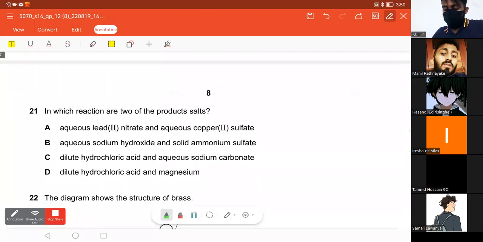Next one. Which of the two reactions gives two salts? Please write the equations. I'm going to check. Write the equations. Right. Now show me your answers. How did you place your answer? Right. Mark scheme.